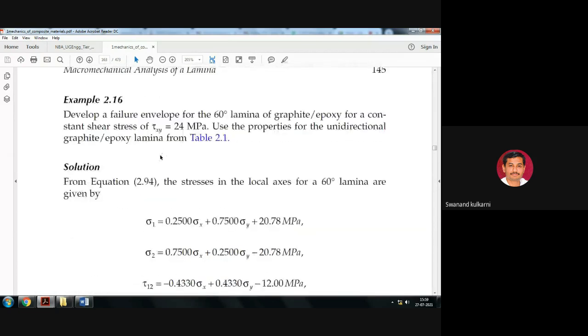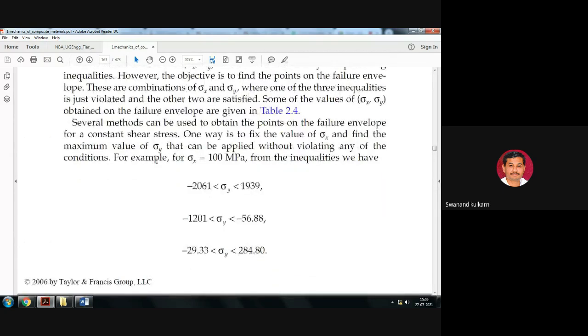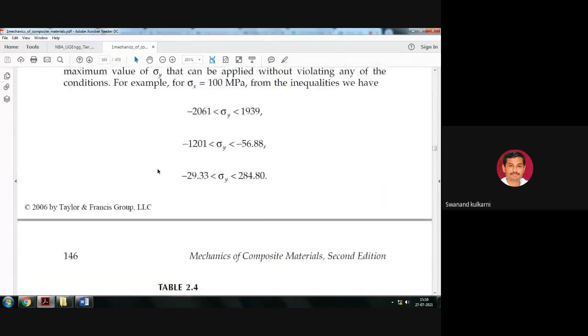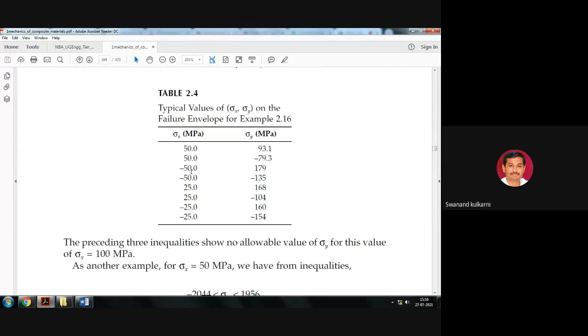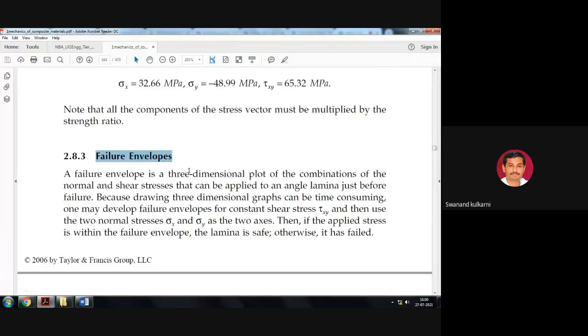Is it okay? That we should know, because a failure envelope is nothing but the region in which this particular material or this particular component is safe. Is it okay? So a failure envelope is nothing but a three-dimensional plot, where the combination of normal and shear stresses that can be applied to an angle lamina just before failure. Is it okay?